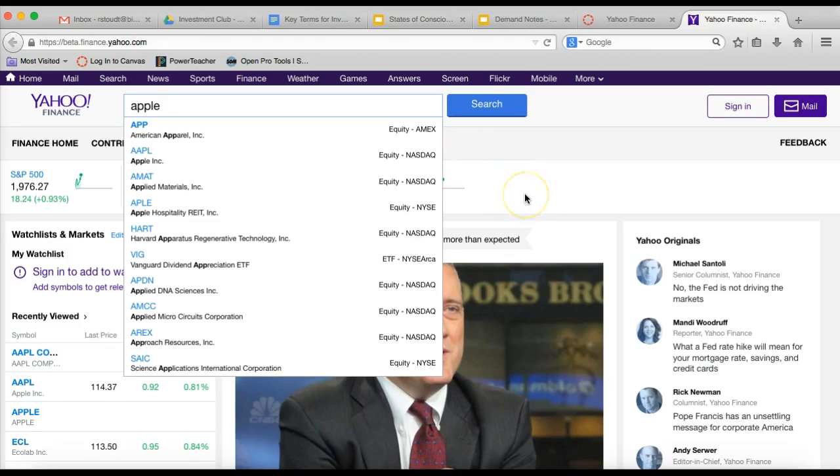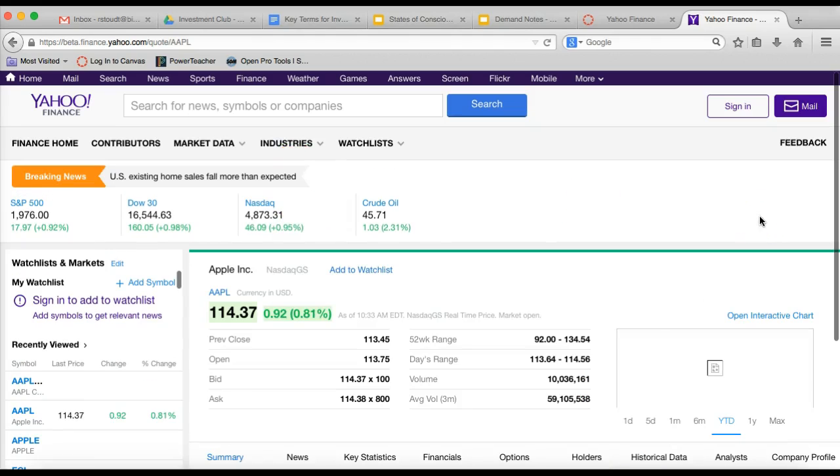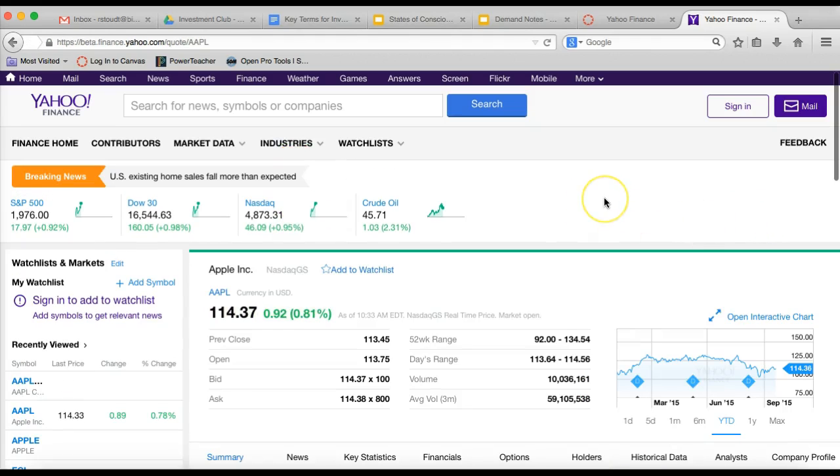Now, once I start typing in Apple, notice that a couple of things come up. The first thing says American Apparel. That's not what I wanted. The next one says Apple Inc. Okay, this is the company I wanted. Pay attention to the company name underneath. When you click on it, this will bring in the information about Apple particularly.